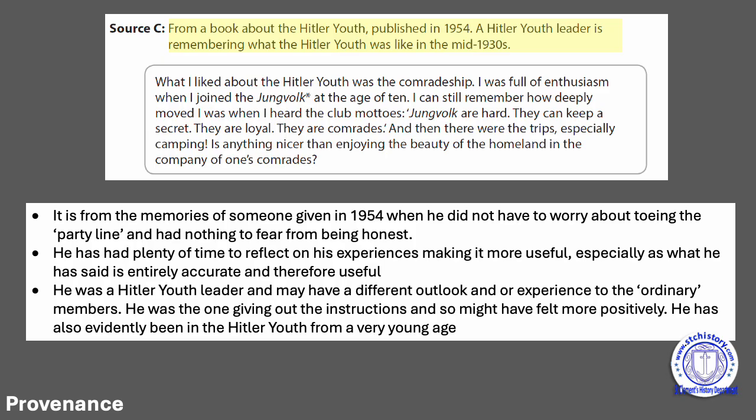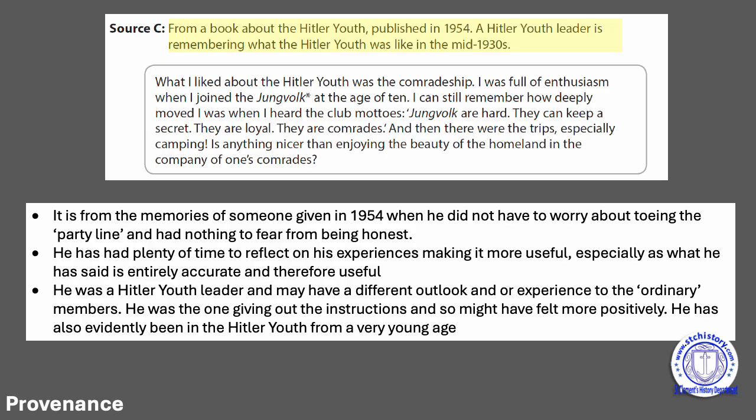He's also a Hitler Youth leader, so you might want to consider why that makes the source more useful. Slightly different outlook or experience to the other members than the normal boys. He's the one giving out the instructions, so maybe that's why he feels a bit more positive about it all, because he's not actually doing it. He's also evidently been in the Hitler Youth for a very long time, from the Deutsche Jungvolk right up to the Hitler Youth. That makes what he's saying even more reliable.